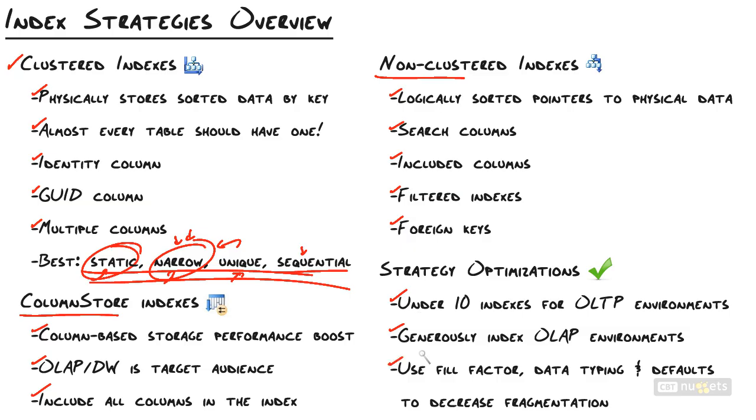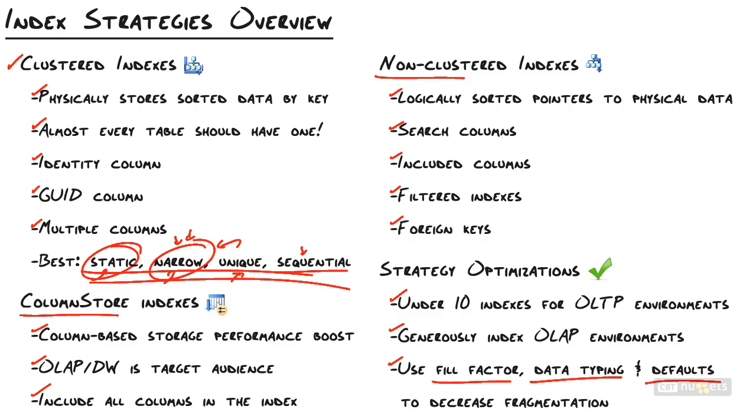Also, don't forget about fill factors, data typing, and defaults. These are three strategies that we can employ to decrease fragmentation. So with the fill factor, if we have a table that does have high activity and we're seeing a lot of fragmentation, that means a lot of page splitting is going on. And so we can decrease the fill factor so it leaves empty space on the pages, which will ultimately lead to decreased fragmentation. And don't forget about choosing the right data types and also specifying defaults when you can, because these will also cut down on fragmentation.